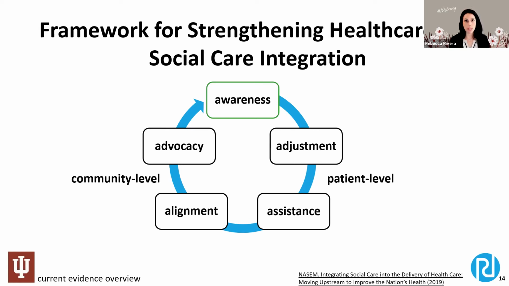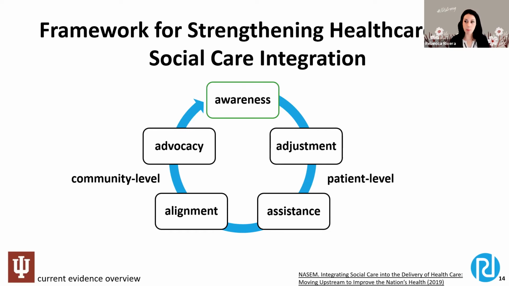So that might be learning that your diabetic patient is accessing most of their food through a food pantry, and maybe having a conversation with them about what kinds of foods they are getting, and how they could optimize those foods to support their chronic disease management. And so that's at the patient level. Assistance is also at the patient level.